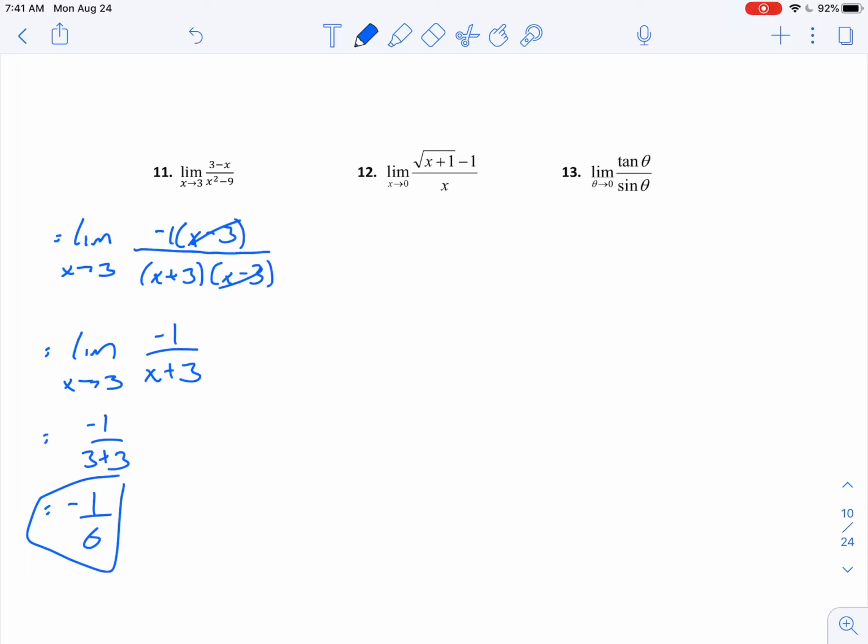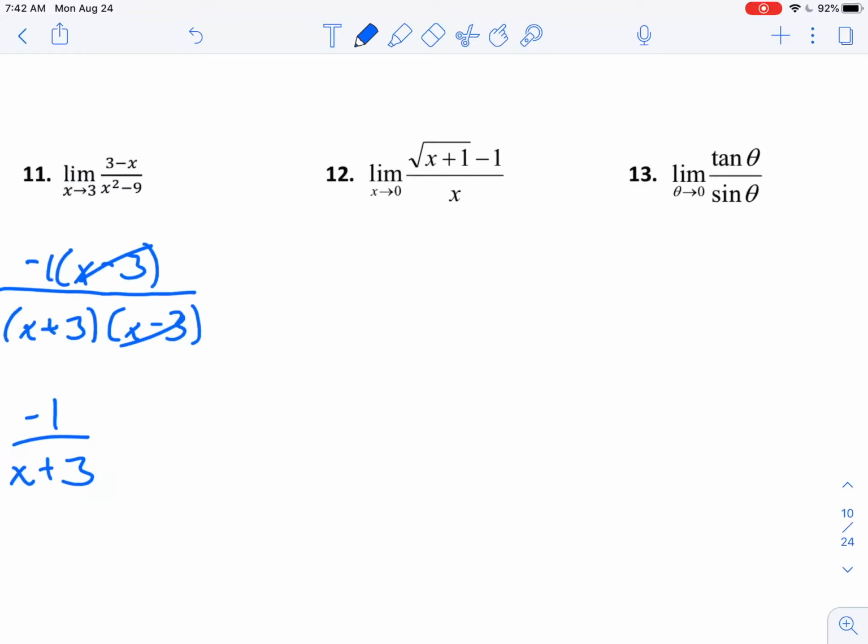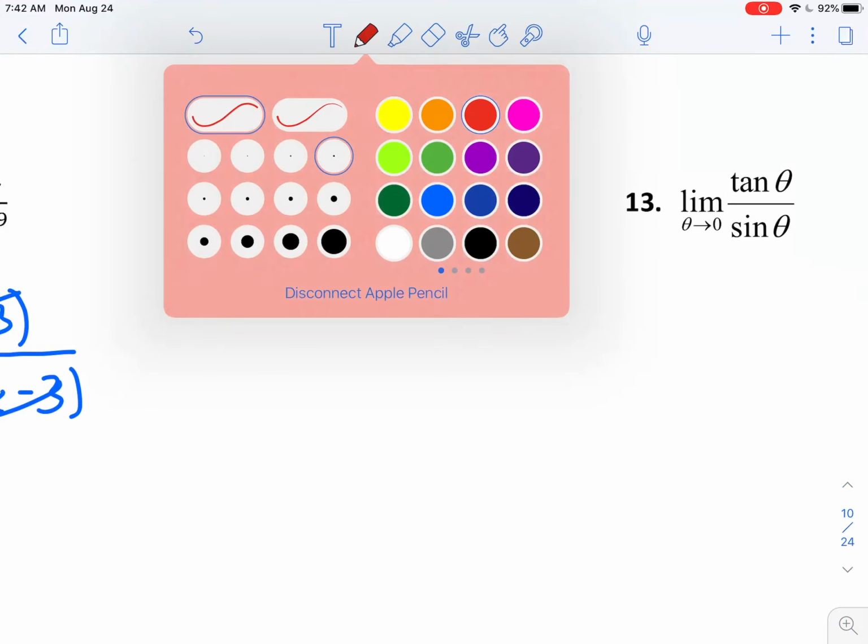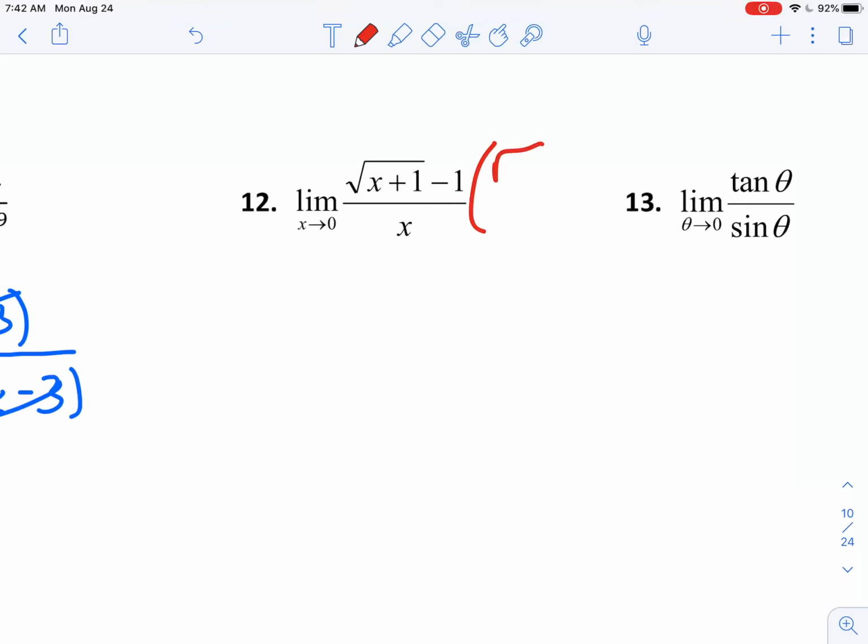All right, two more. Number 12 has, well, I can't factor that. Oh, but what I can do is I can rationalize the numerator, a trick from Algebra 2 as well as pre-algebra. So I'm going to zoom in a little bit here. I'm going to multiply my numerator and denominator by the conjugate, which is the square root of x plus 1 plus 1. Same terms, different sign. On the bottom, it's the square root of x plus 1 plus 1. I'm multiplying it by 1, so I don't change its value, only its form.